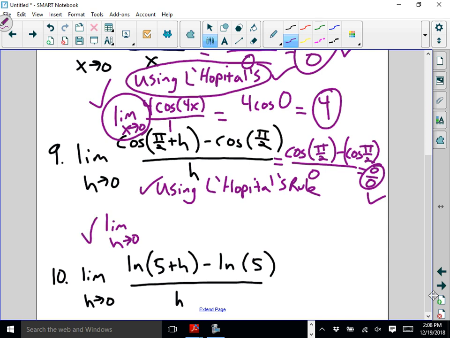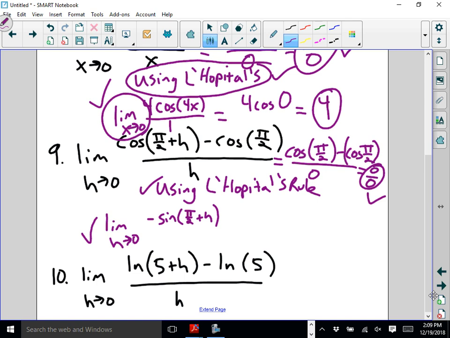Okay? Now notice that first term has a variable in it. It has an h in it. So I'm going to have to do the derivative of cosine of pi over 2 plus h. That would be negative sine of pi over 2 plus h. The derivative of the outside with respect to the inside times the derivative of the inside. Well, the derivative of pi over 2 plus h is 0 plus 1. So I'm going to multiply by 1, which I don't need to write.